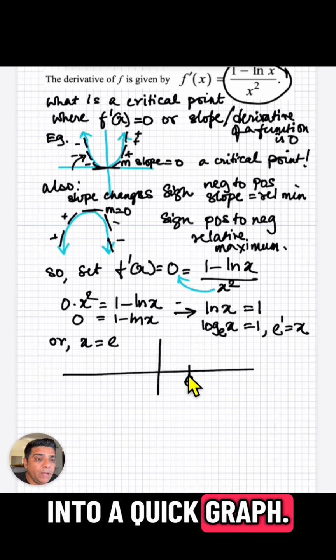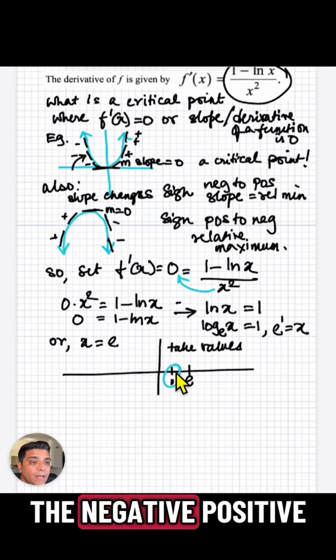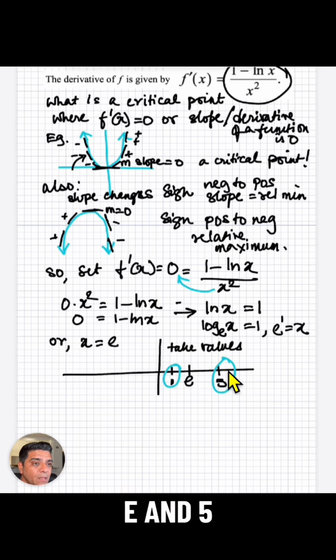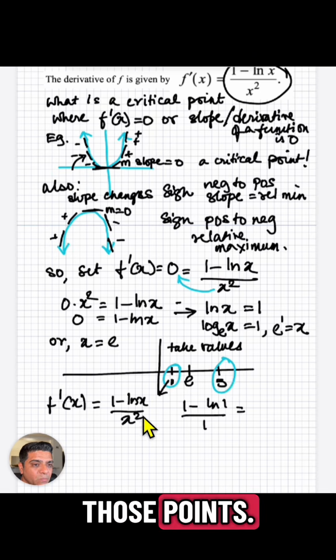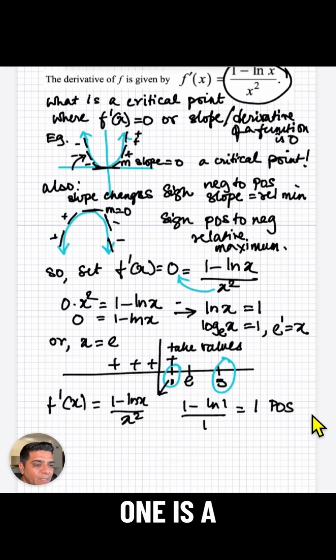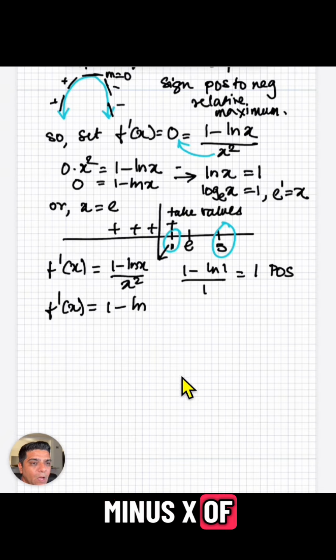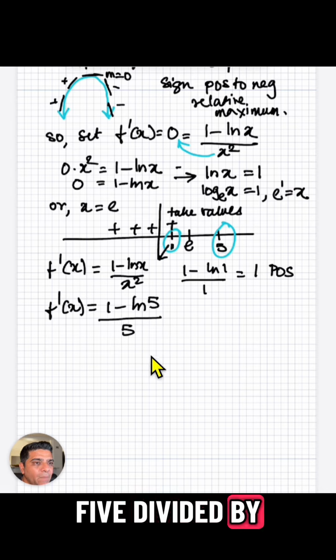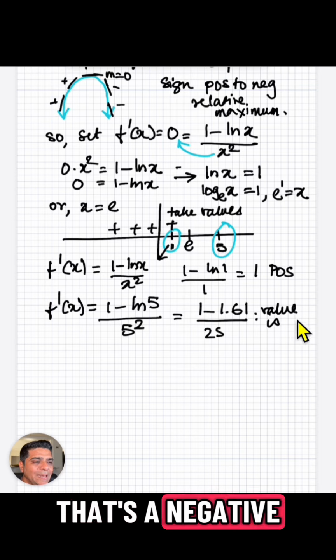Let's draw a quick graph. Around e, take 2 points to see the negative and positive values. Let's take 1 before the e and 5 after the e. Go to your derivative and substitute each of those points. 1 minus ln of 1 over 1 is a positive derivative. 1 minus ln of 5 divided by 5 squared, that's going to be a negative derivative. 1 minus 1.61 is a negative value.